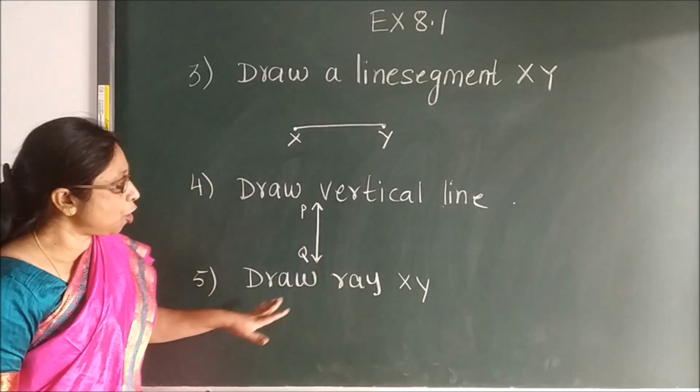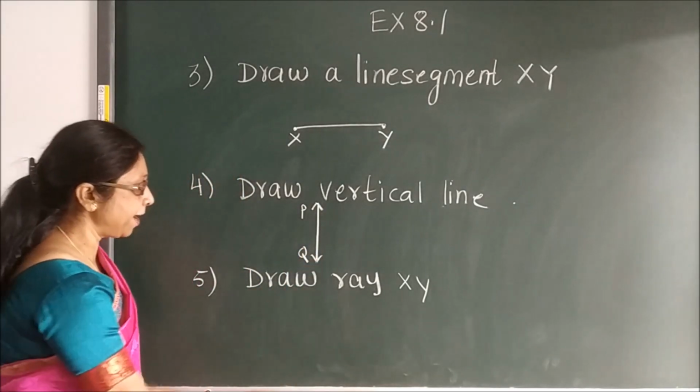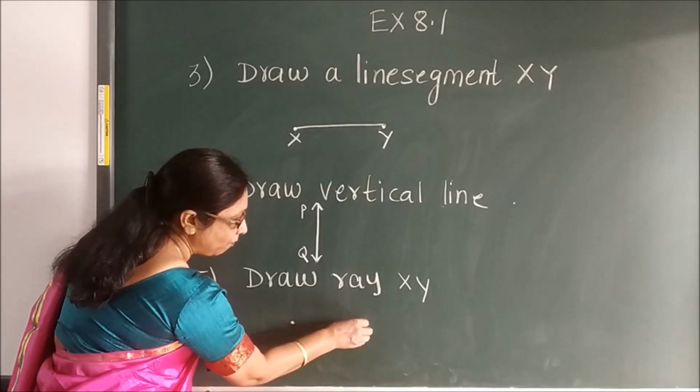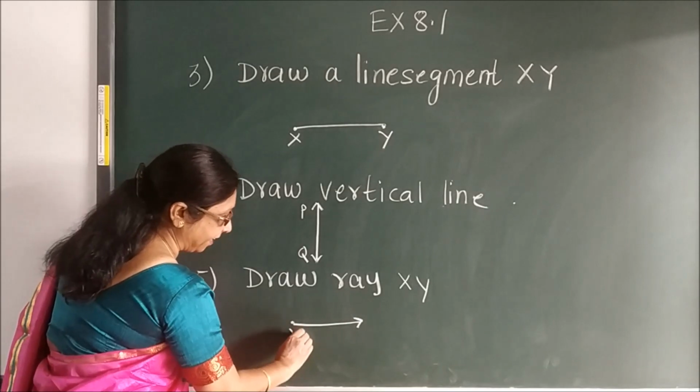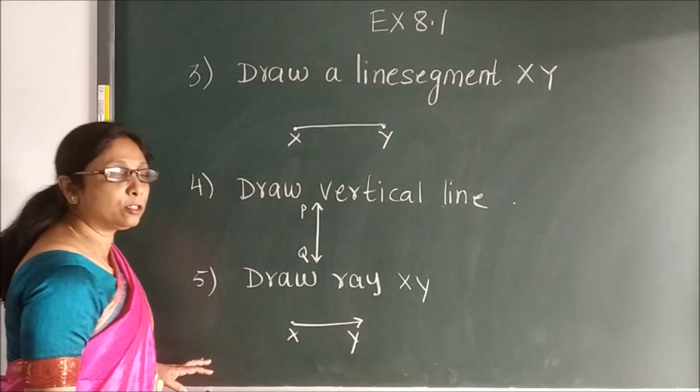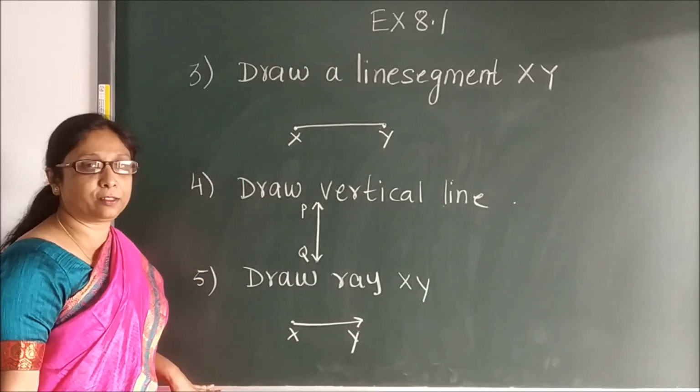Now draw ray X1. A ray has one end point and one arrow. Clear? Name it X1. In this way you can draw the given figures.